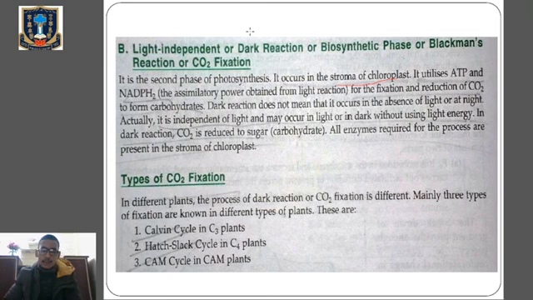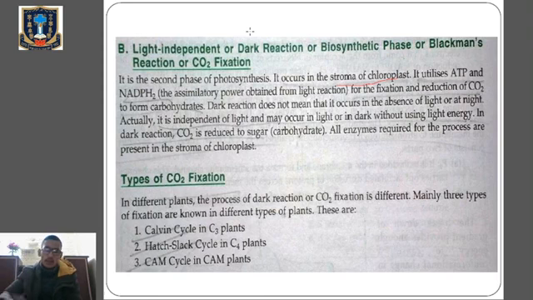In this particular phase, carbon dioxide is reduced to sugar. Whatever enzymes are essential for the fixation of carbon dioxide and for the formation of sugar are all present in the stroma of the chloroplast. That's why the site for light independent phase of photosynthesis is the stroma of chloroplast.